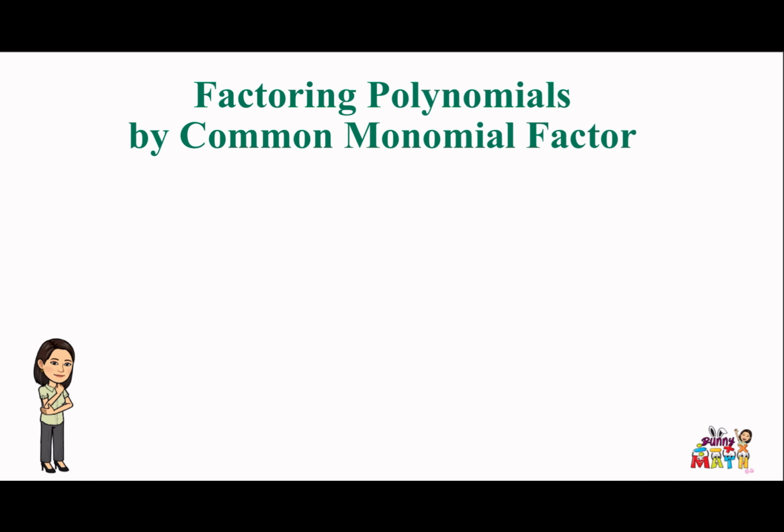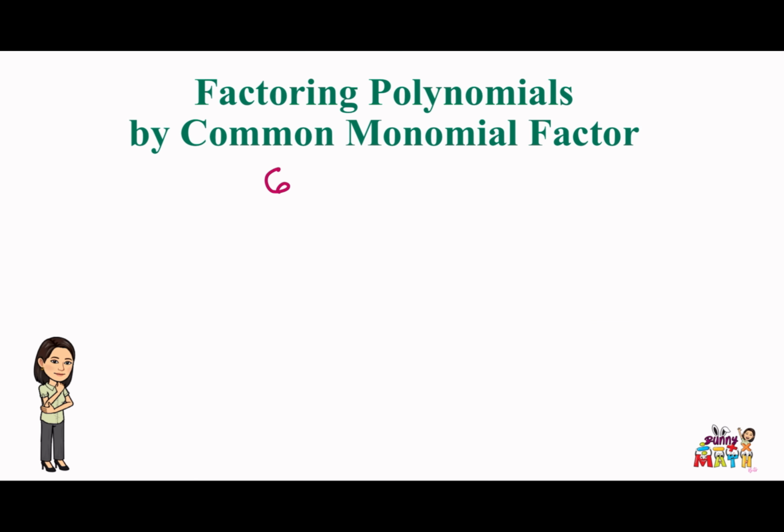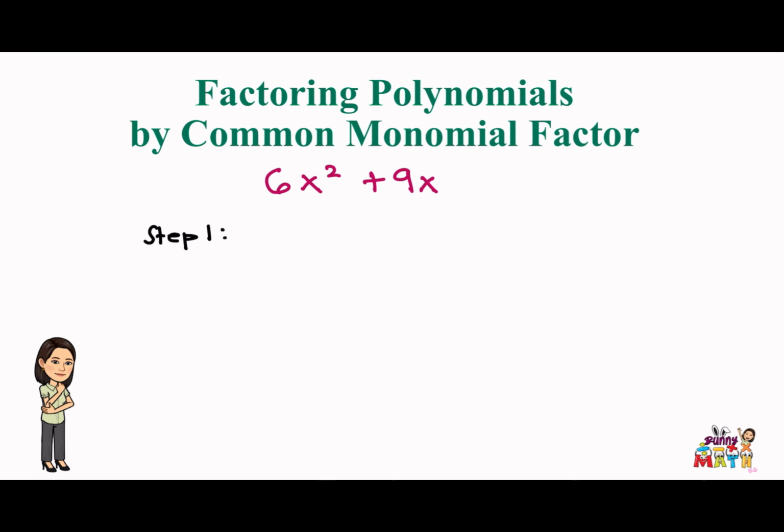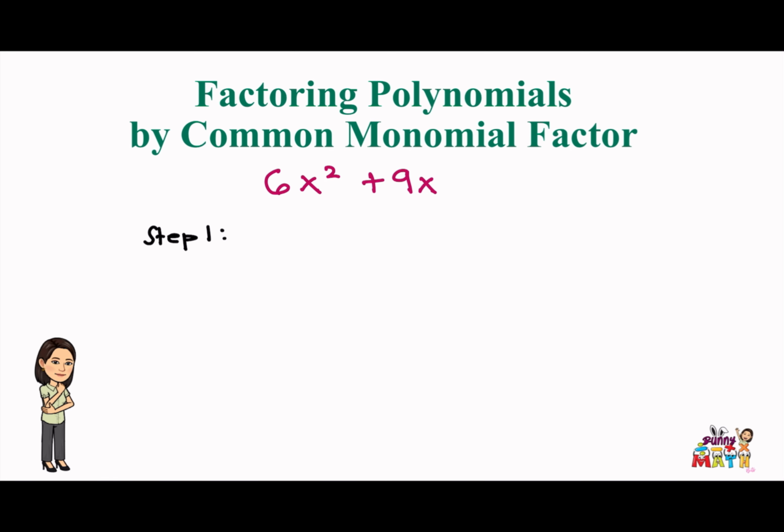Let's have an example. Given the polynomial 6x squared plus 9x, let's find the factors by applying factoring polynomials by common monomial factor. Unang step ay hanapin ang GCF ng numerical coefficients. Sa ating halimbawa, ang numerical coefficients ay 6 at 9.